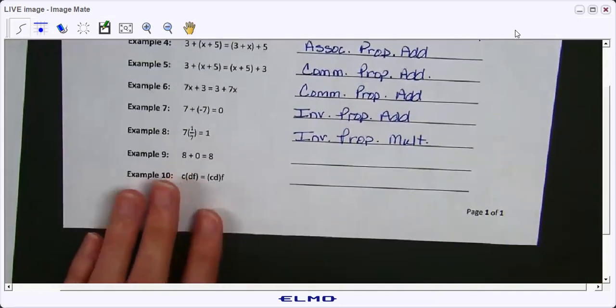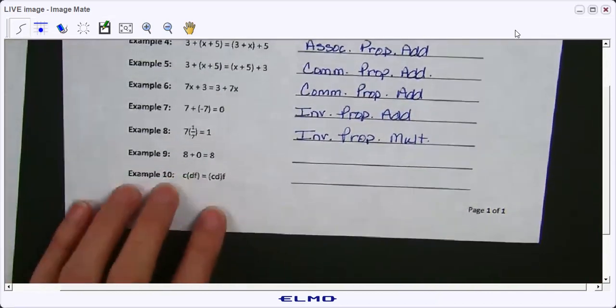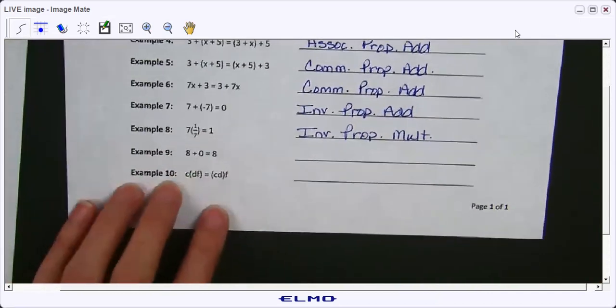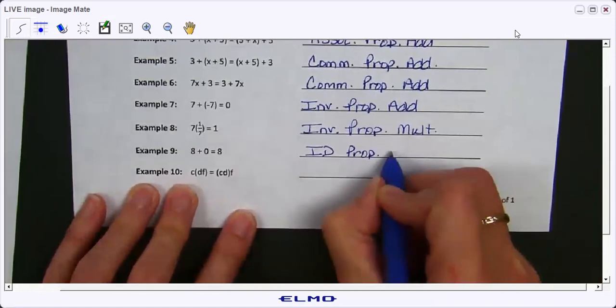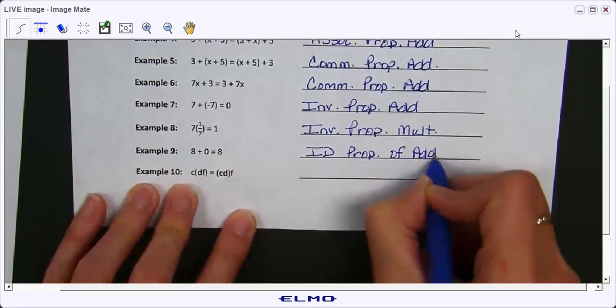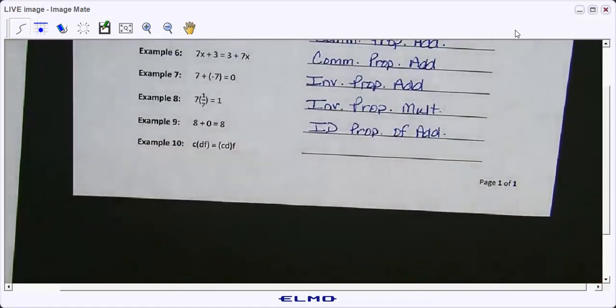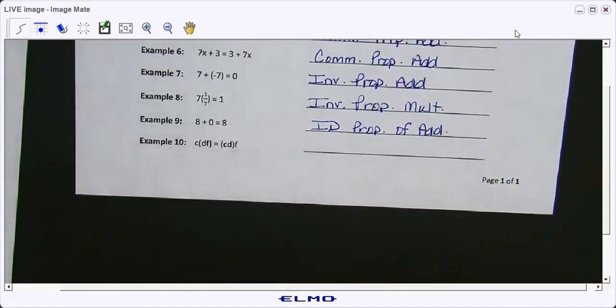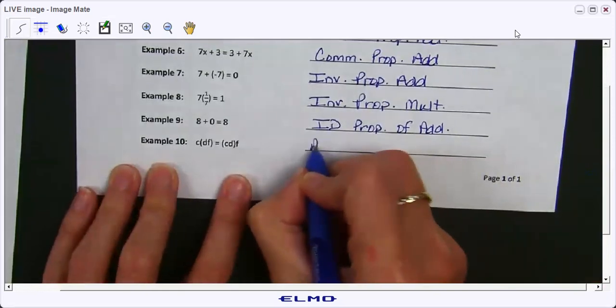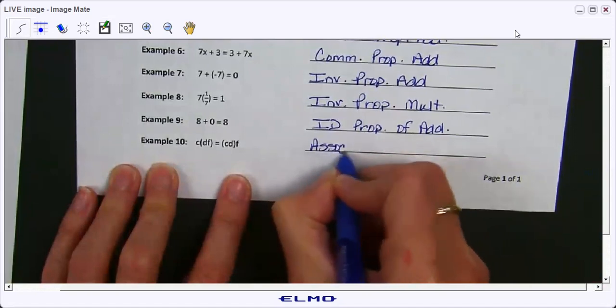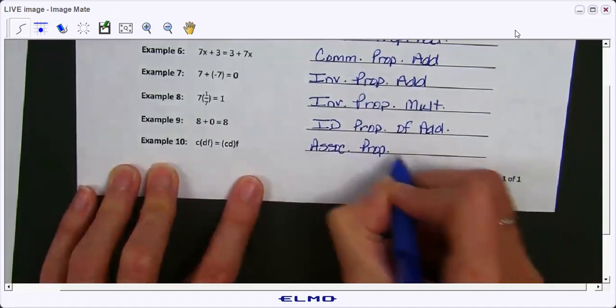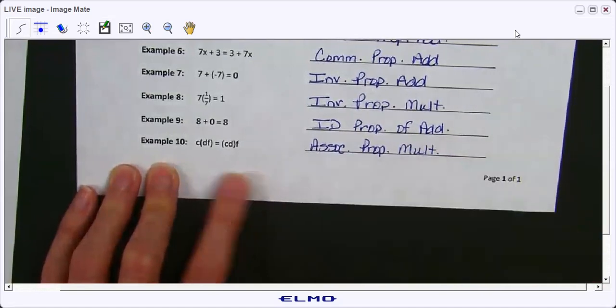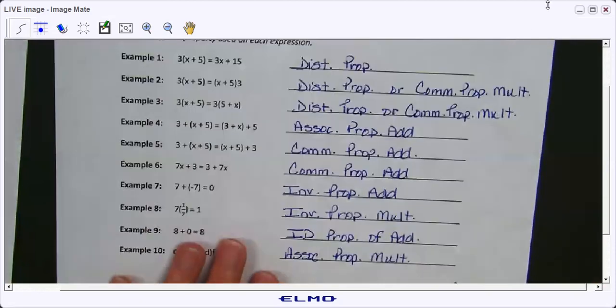All right, 8 plus 0 equals 8. It keeps its identity. So identity property of addition. All right, this one's different. Okay, well, let's look. We have CDF, CDF. It's in the same order, so it's not commutative. So it is associative property. Oh, it's multiplication. Yep. All right, good. Okay, so that concludes lesson 1.9 and 1.10.